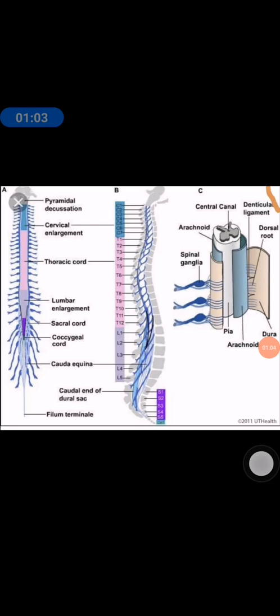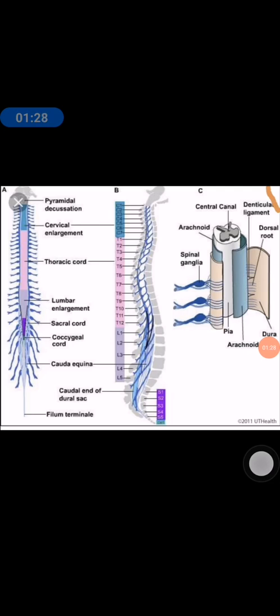The spinal cord extends in the lower part of the first lumbar vertebra as the conus medullaris. Now, what do you mean by conus medullaris? The lower tapering portion of the spinal cord is called the conus medullaris. Below the level of the conus medullaris, only pia mater is continued as a thin fibrous cord known as the filum terminale.